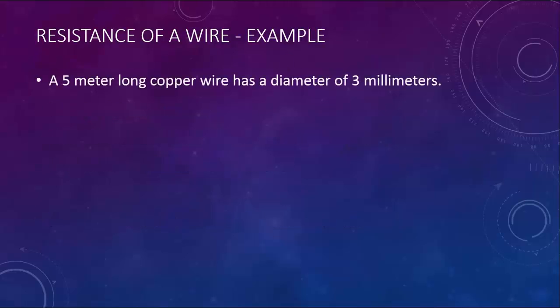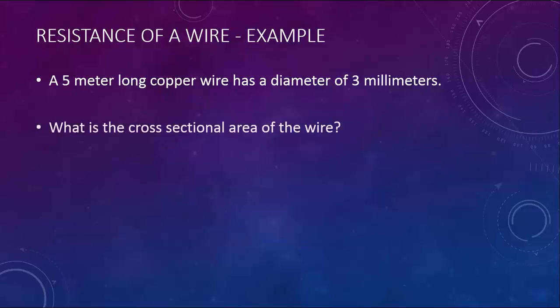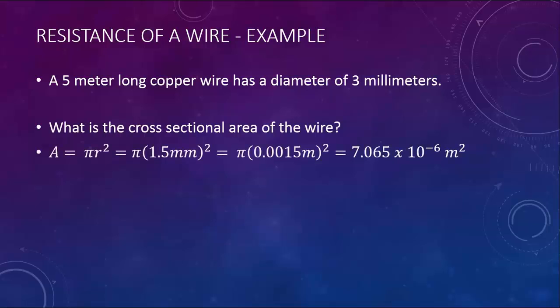Let's take a look at an example. A 5-meter long copper wire has a diameter of 3 millimeters. First, what is the cross-sectional area of the wire? Well, area is pi r squared, and radius is half of the diameter. So if the diameter is 3 millimeters, the radius is 1.5 millimeters. As always, we don't want millimeters, we want meters. We can change that to 0.0015 meters. When we square that and multiply by pi, we should get 7.065 times 10 to the negative 6 meters squared.